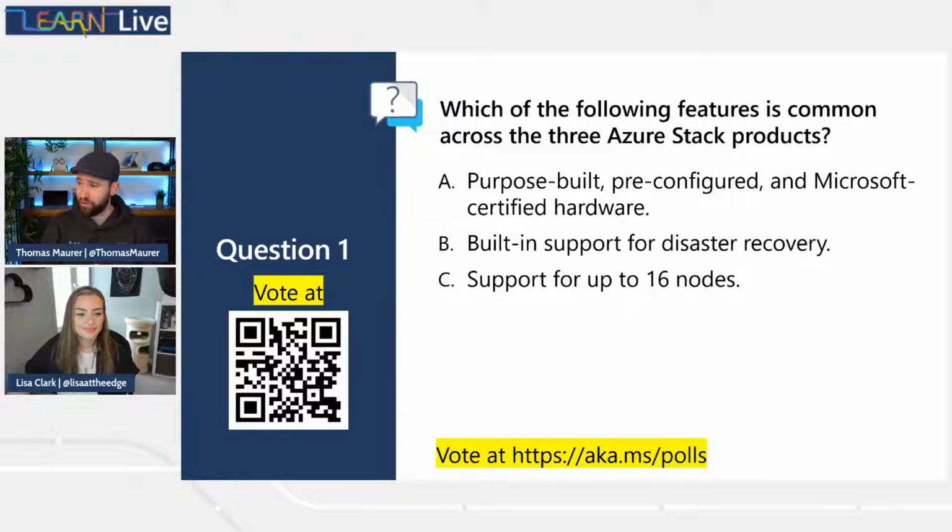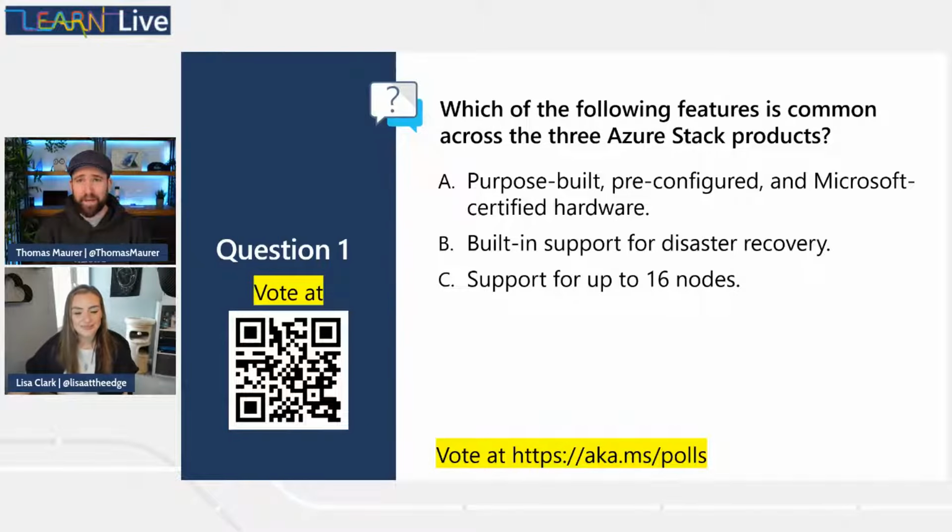The question is, which of the following features is common across the 3 Azure Stack products? A, it's purpose-built, pre-configured, and Microsoft certified and validated hardware. B, it has built-in support for disaster recovery. Or C, all of these support up to 16 nodes. This is an interesting question, and we can go into the different details of this answer, Lisa. There's definitely some stuff which is true for some of the products, but not for all of them. So we need to be very careful here. It needs to be really common across all the products.